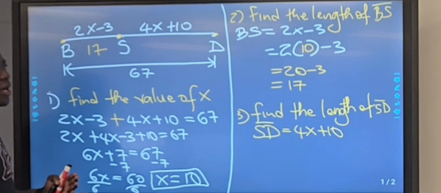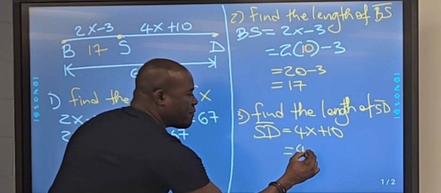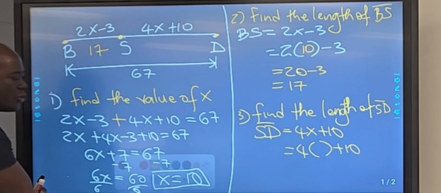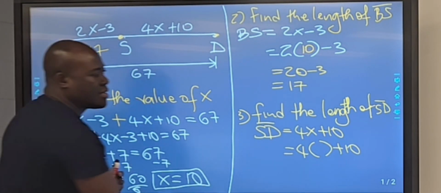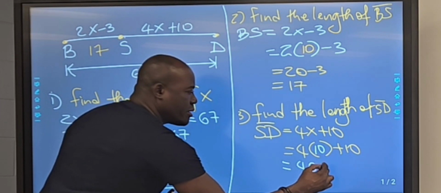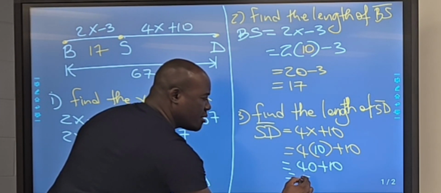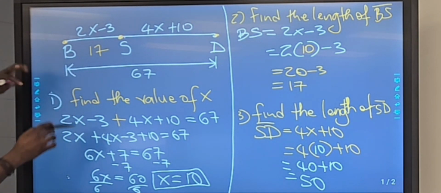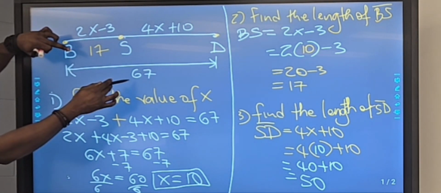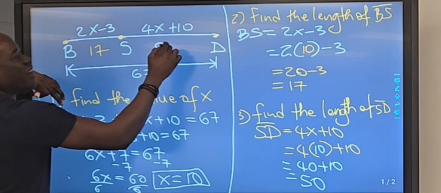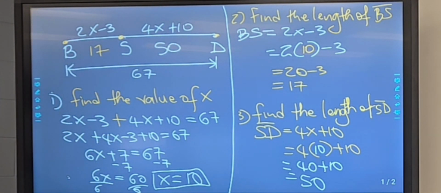What we're going to do now is multiply 4 times x and then add 10. We do know the value of x is 10. So this gives us 40 plus 10, which is 50. We knew that it was 50 because if you take 17 from 67, which is the whole thing, you would have gotten the 50 nonetheless, right?